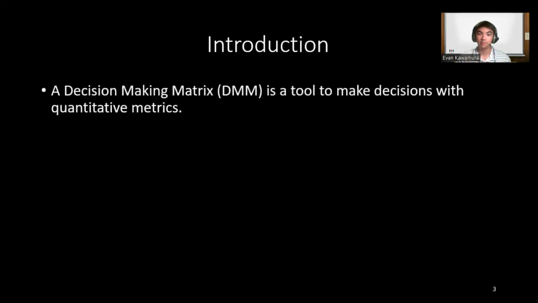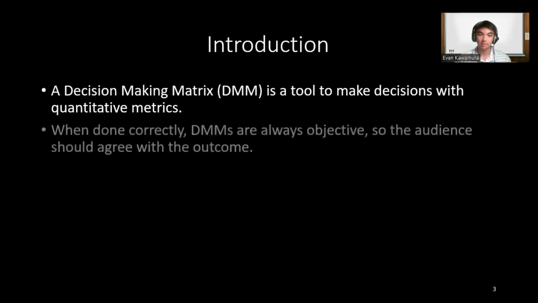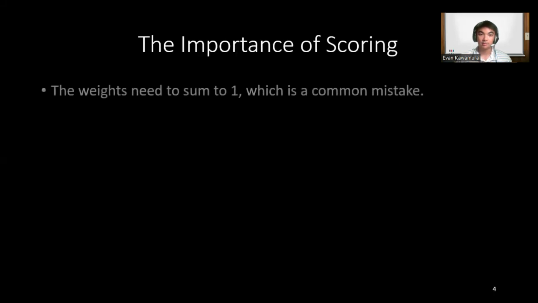So a DMM is a tool that will help you make decisions with quantitative metrics. Now, if you do this correctly, it should always be objective, so your audience should agree with your outcome. Let's talk about scoring. As we said in the PCC, your weights need to sum to 1. Unfortunately, I see this as a common mistake almost every year. I don't know why, but it just happens. Okay, but that's not going to be you.